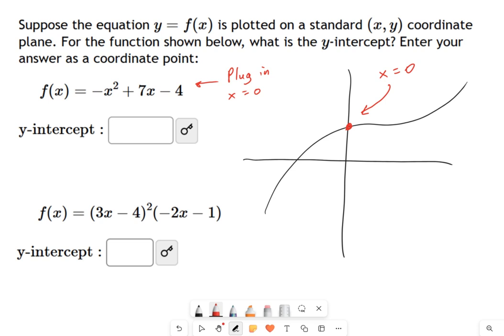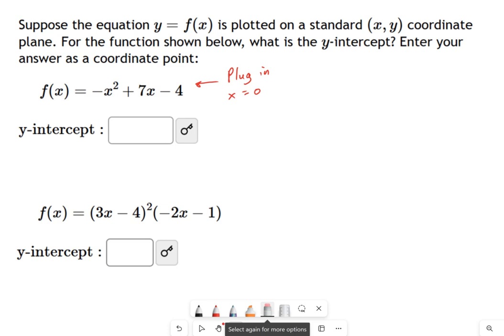Now, some of these equations are easier, and some of them are harder to do, but let me show you how to do that for this one over here. If I say x equals 0, I could write it using function notation this way: f of 0 instead of f of x equals negative 0 squared plus 7 times 0 minus 4. See how I just changed all those x's to 0?